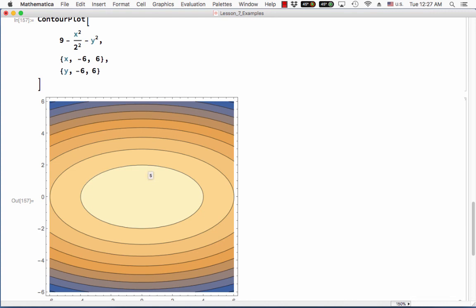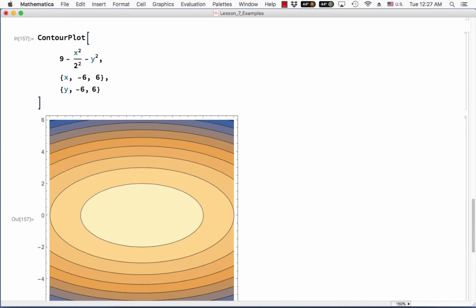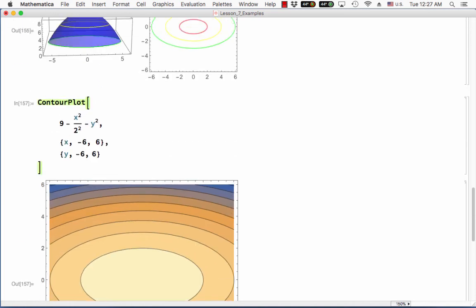So look at this. These are now the level curves. When I scroll over this one here, do you see how it says 5? So that's the level curve associated with z equals 5. Here's the level curve associated with z equals 0. Here's the level curve associated with z equals -5. Here's the level curve associated with z equals 10. So Mathematica automatically produces them if I don't give it a specific value.